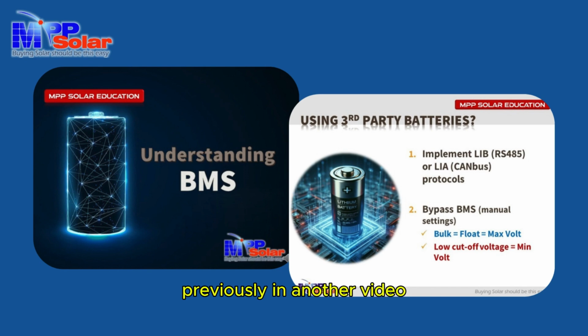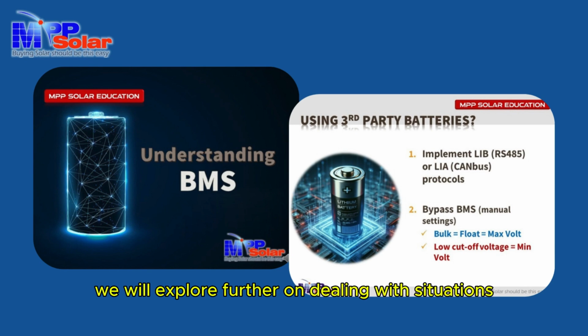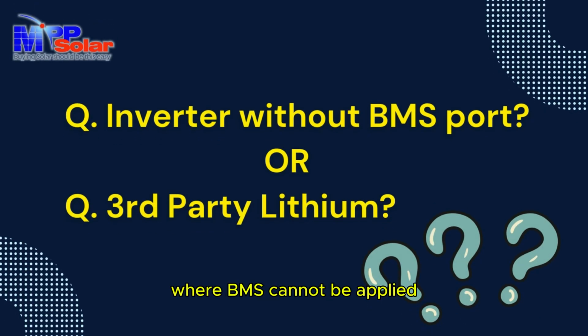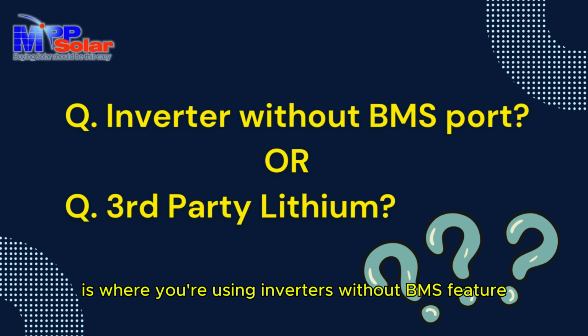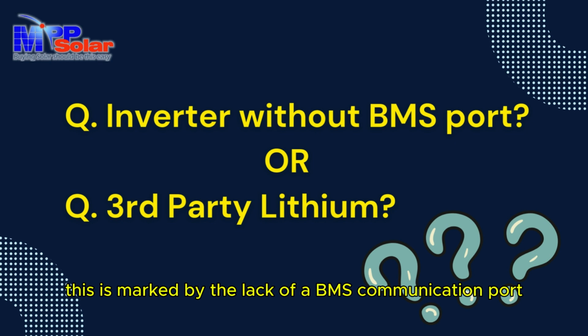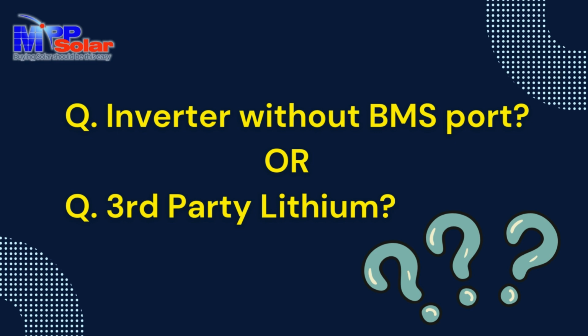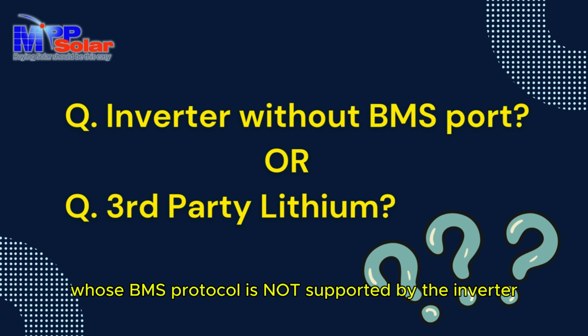Previously in another video we have discussed the basics and the requirements of BMS. In this video we will explore further on dealing with situations where BMS cannot be established and how we can apply settings manually. Two most common situations where BMS cannot be applied is where you're using inverters without BMS feature. This is marked by the lack of a BMS communication port. Another case is where you have a third-party lithium battery, whose BMS protocol is not supported by the inverter.